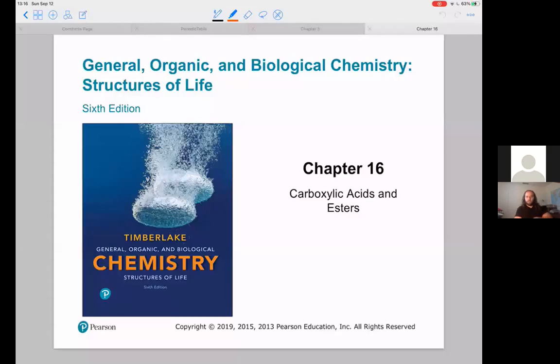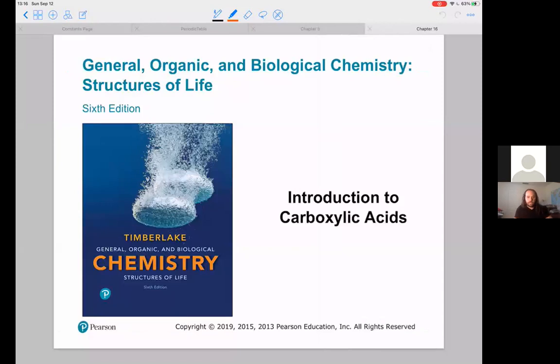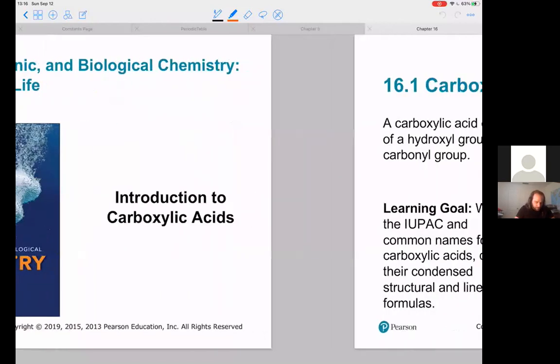All right, hello everyone. So this week we got two new functional groups that we're going to be learning about that are pretty similarly related. They have some differences. These are carboxylic acids as well as esters. We've talked a little bit about carboxylic acids before, but we really haven't talked about esters. So actually, let's start by just introducing carboxylic acids here.